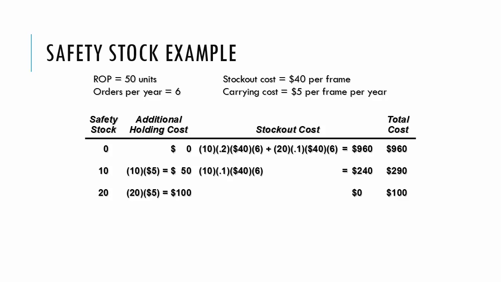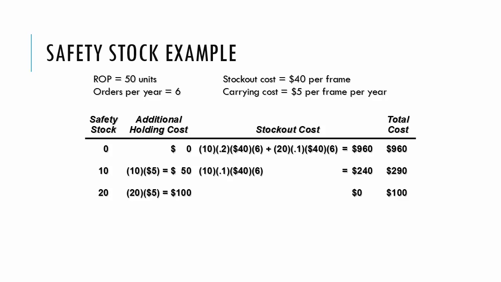If we keep a safety stock of 10, then it costs us an additional $50 in holding cost, and we can only stock out one way, which is if 70 people show up, and that happens 10% of the time. So its stock out cost is $240, and so the total cost is $290.